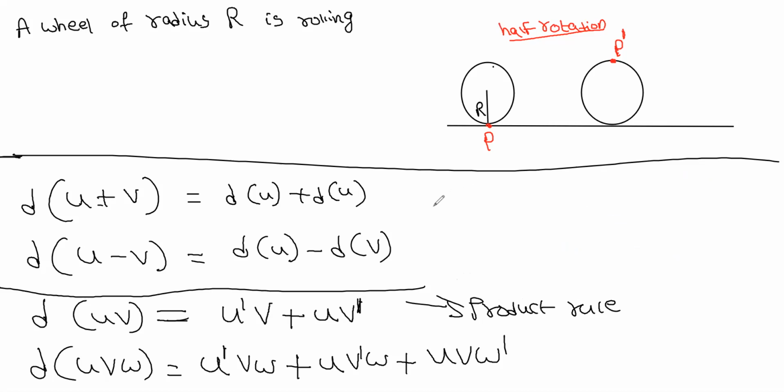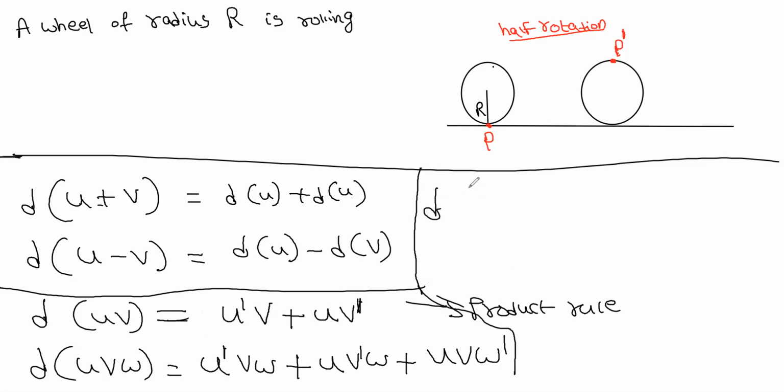So this is differentiation of addition, U plus V. You have to differentiate separately by keeping the plus sign. Differentiation of minus: differentiation of U minus differentiation of V. Next, this is the product rule. D of UV: first you have to differentiate the first function, second function as it is, plus first function as it is, differentiate the second function. And so on. It's for the three also.